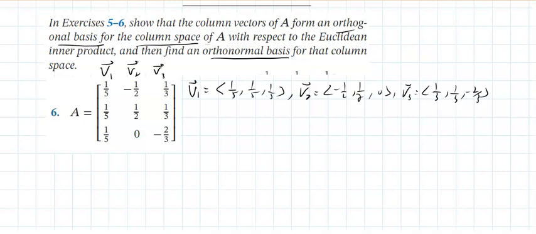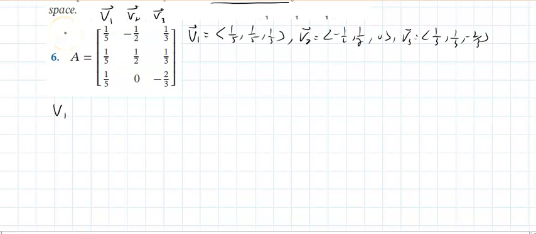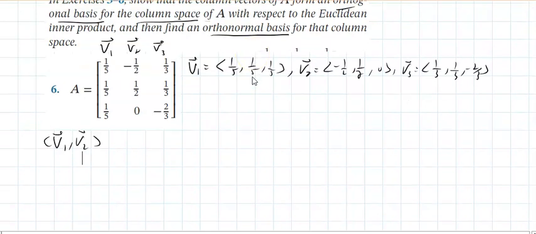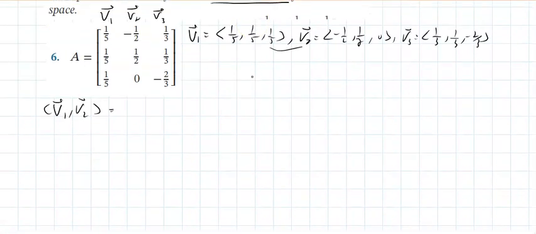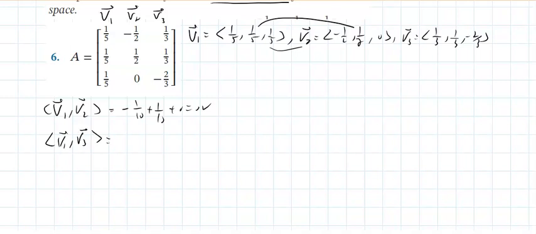And now we're going to go ahead and check the first part. And the first part was show that they are orthogonal. Well, let's see. Those two, that is negative 1/10 plus 1/10 plus 0, which is 0. It checks. Not enough. I have to do all the combinations. First and the last. That will be 1/15 plus 1/15 minus 2/15, which is 0.